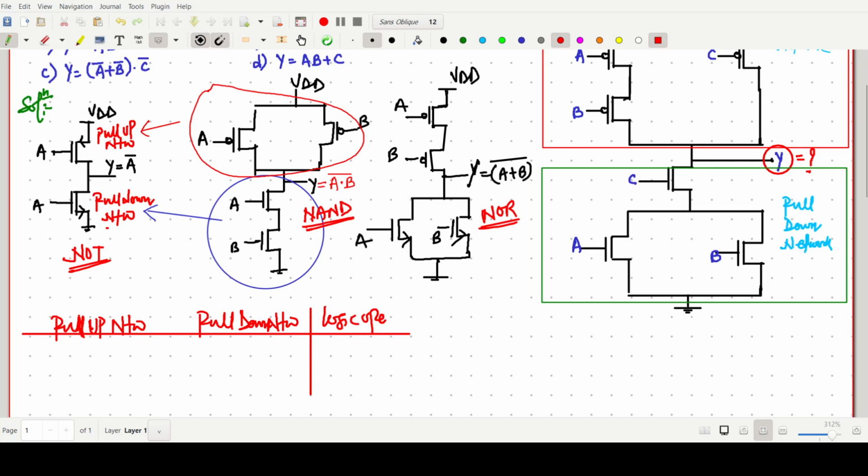Logic operation. So this one is theory. This question takes only 2 minutes, but theory we have to know. So what is the pull up network? The pull up network is in series. Any one we can take, then the other network will be in parallel. Just complementary.